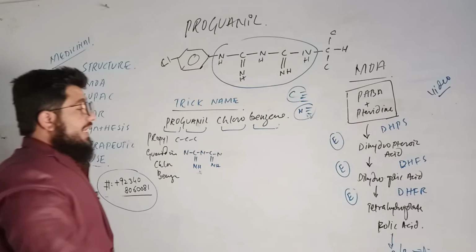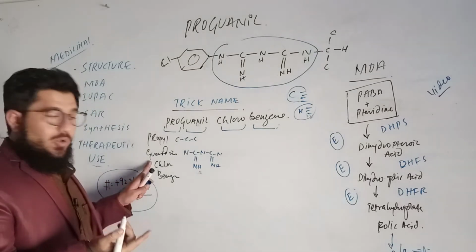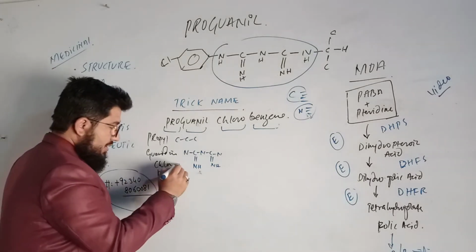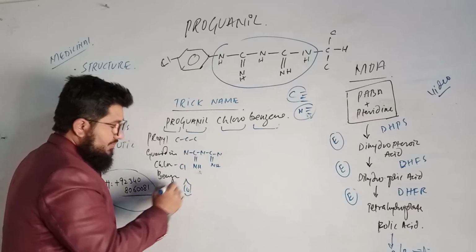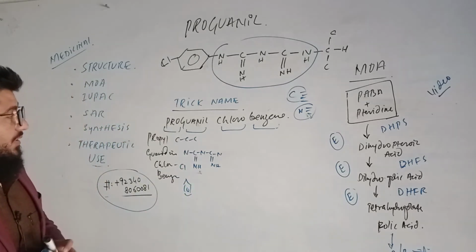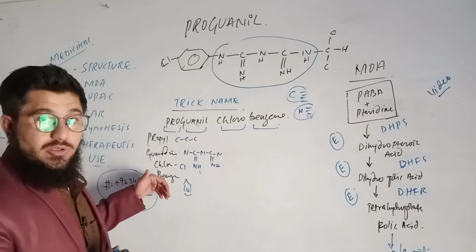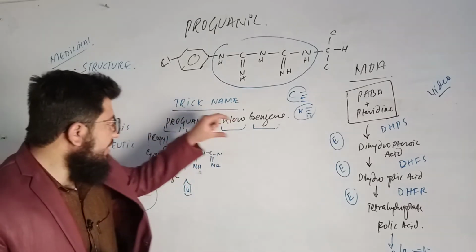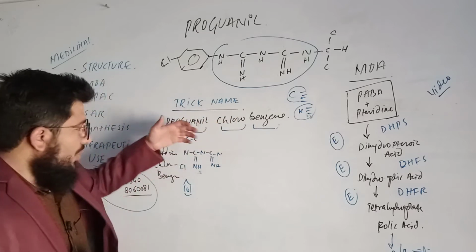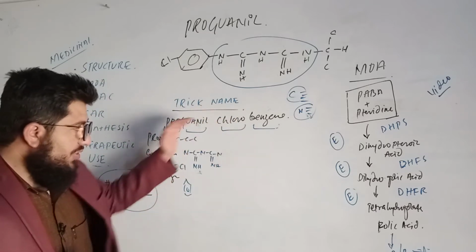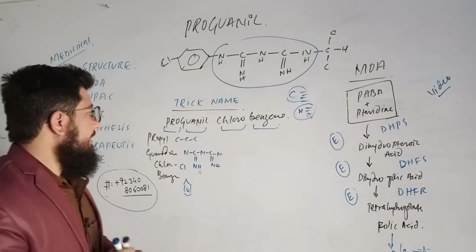Well, now coming towards the chloro, we know about the chloro, and benzene, we know about the benzene. Chloro and benzene, easy ones. Now you've got the structure, you've got the names, and the structures also. Okay, so now we've got the entire trick name. Now from this trick name, we'll draw the structure. First of all, I gave you the briefing of the trick name. Now let's go towards the drawing.